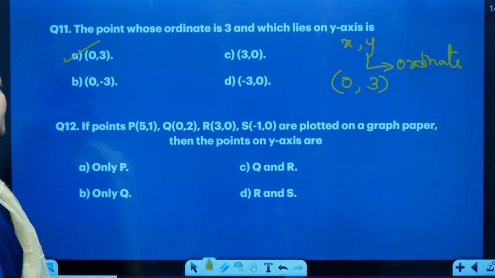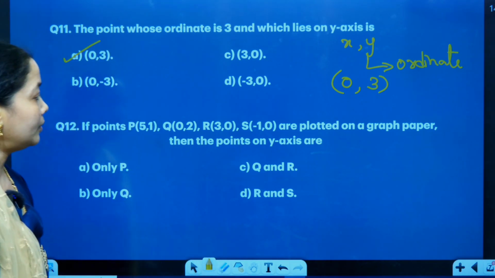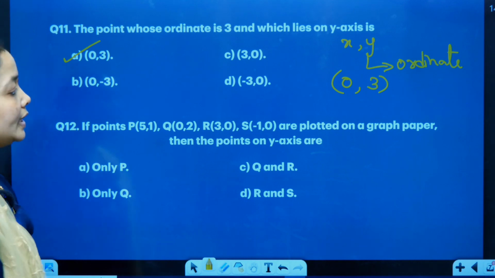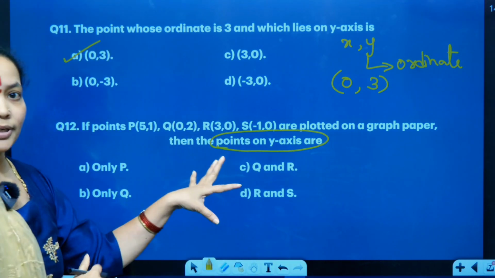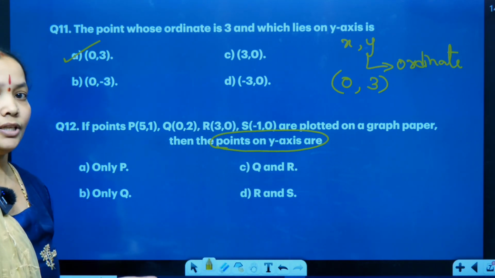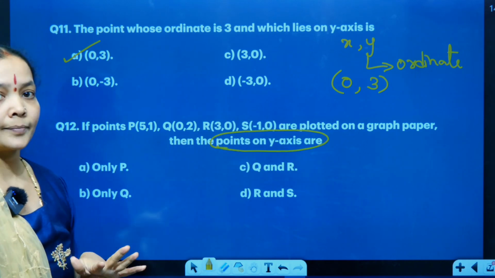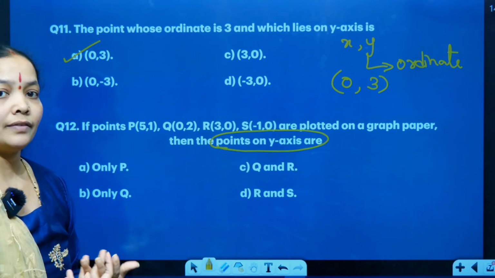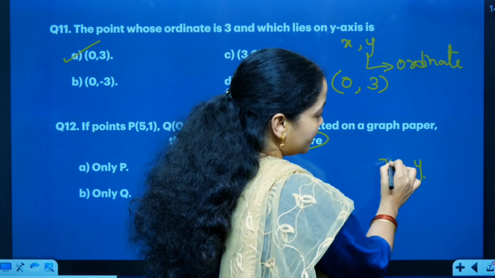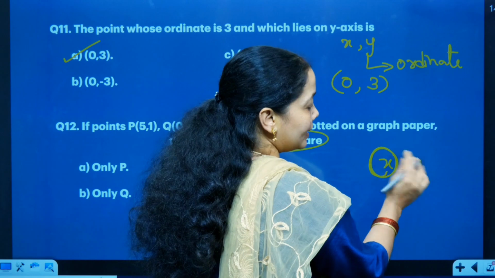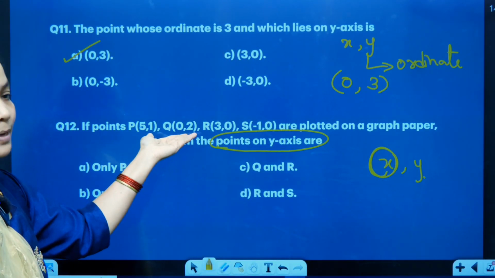Quickly, if points P, Q, R and S are plotted on a graph paper, then the points on the y-axis are... Whenever we have a point, this is the key aspect of the question. You don't have to plot all the points on the graph and then waste time in your question paper. What are they telling? The point on the y-axis. When my x coordinate is 0, if I have x, y, if this point's abscissa is 0, then I'll get a point on the y-axis. Check which point is having 0 as the abscissa.